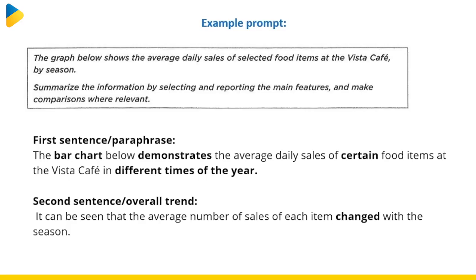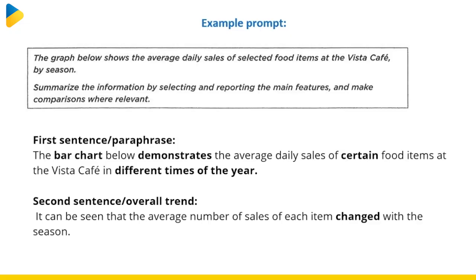And now I have an example prompt for you guys, so you have a better idea what I was trying to explain to you in the previous slide. So as you see, we have an example prompt and we have our topics. The graph below shows the average daily sales of selected food items at the Vista Cafe by season. And as usual, you are being asked to summarize the information, report the main features, and make comparisons.